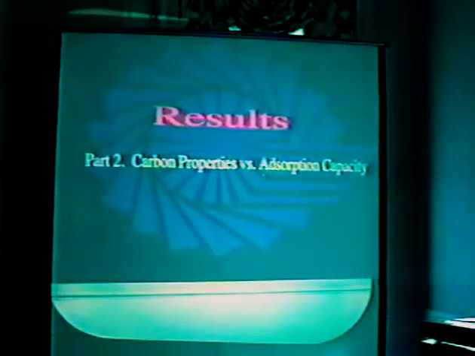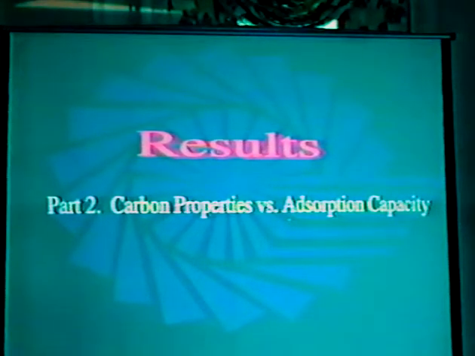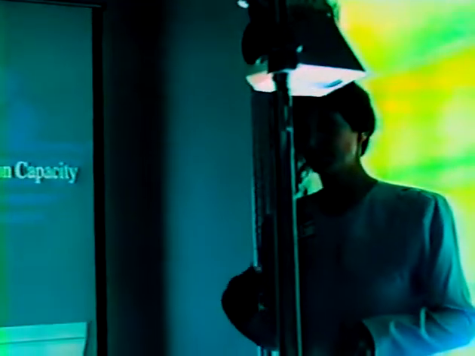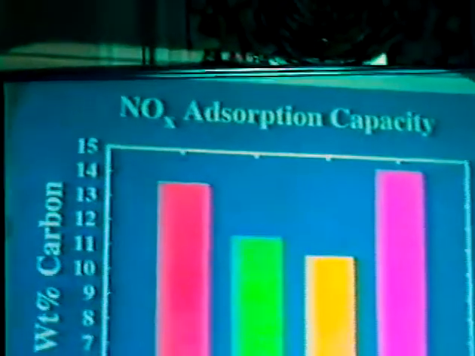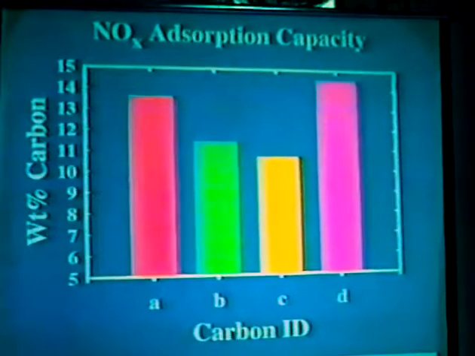Now the second part of our results section. Any process that would be developed using activated carbons for the adsorption of NOx would require that we obtain a carbon with very high adsorption capacity. And therefore, we wanted to look at some chemical and physical properties of carbons and try to relate those to adsorption capacity. I showed you the physical properties of some of these carbons in the table before. But now let's look at their adsorption capacity.